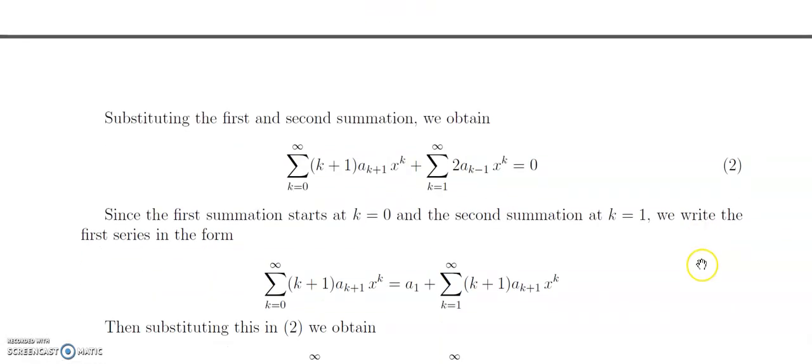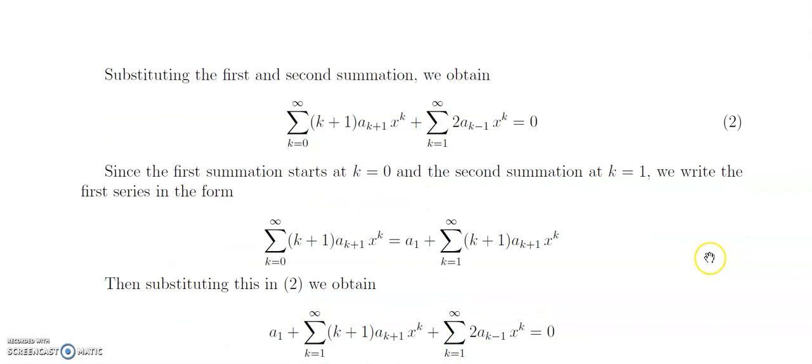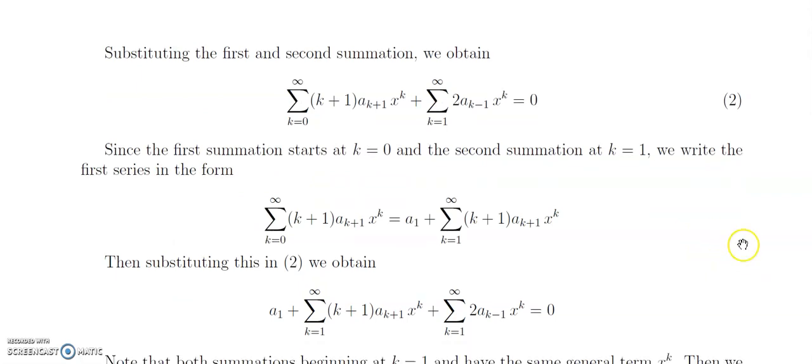So substituting the first summation and the second summation into our equation, we obtain this equation 2 here. That's the first summation, and that's the second summation. Alright. Now, both of these summations have the same general term, x to the power k. But notice that the second summation starts at k equals 1 and the first summation starts at k equals 0. We would like both of these to start at k equals 1. So we'll have to rewrite the first summation.